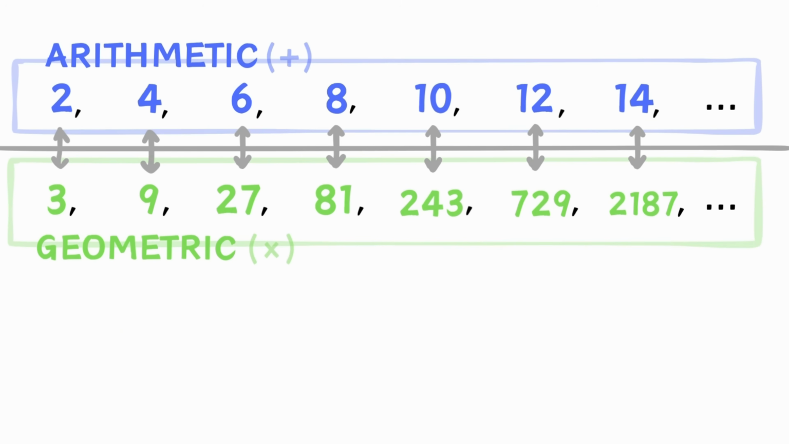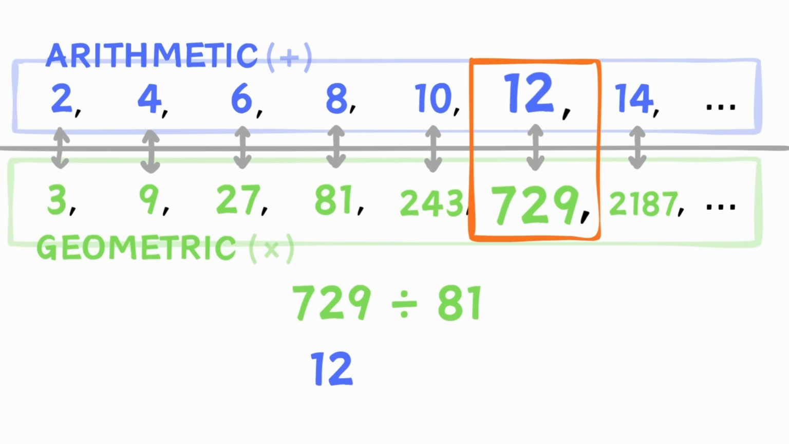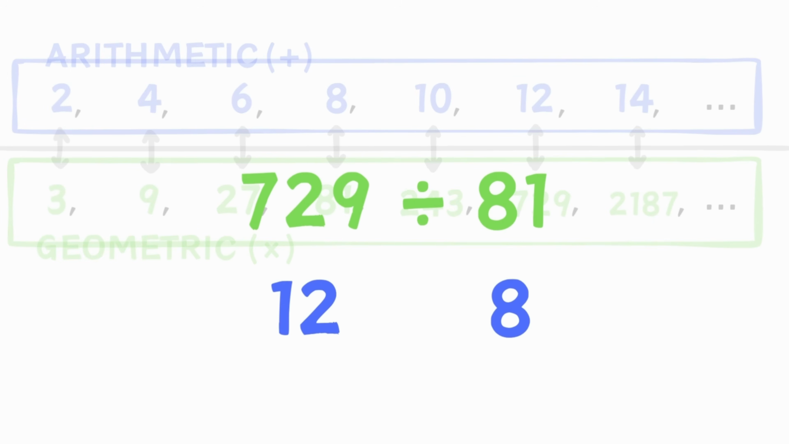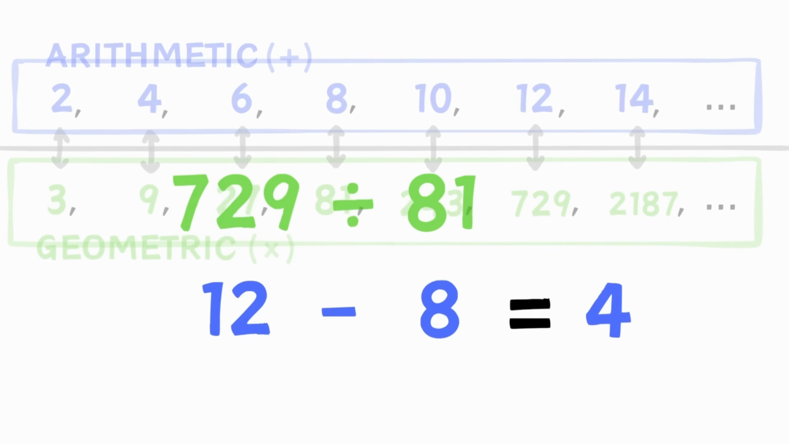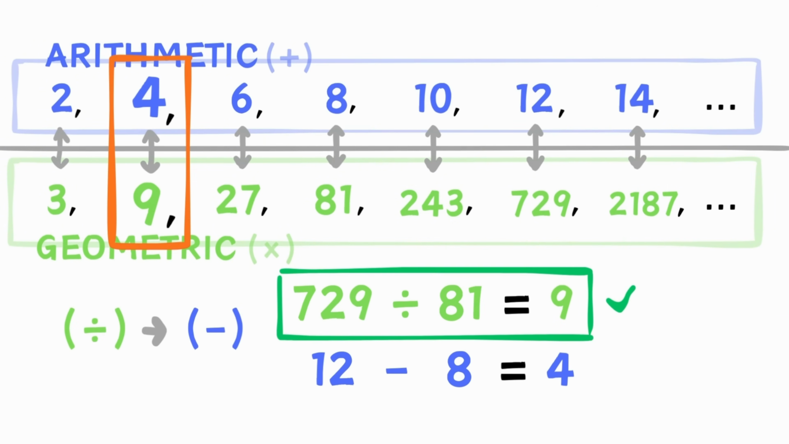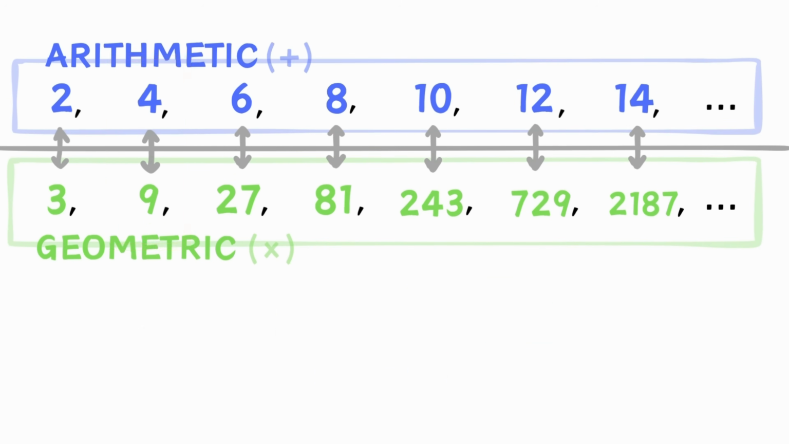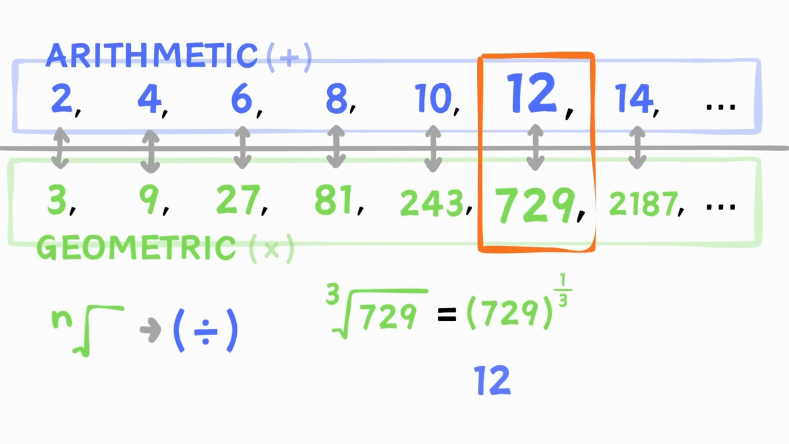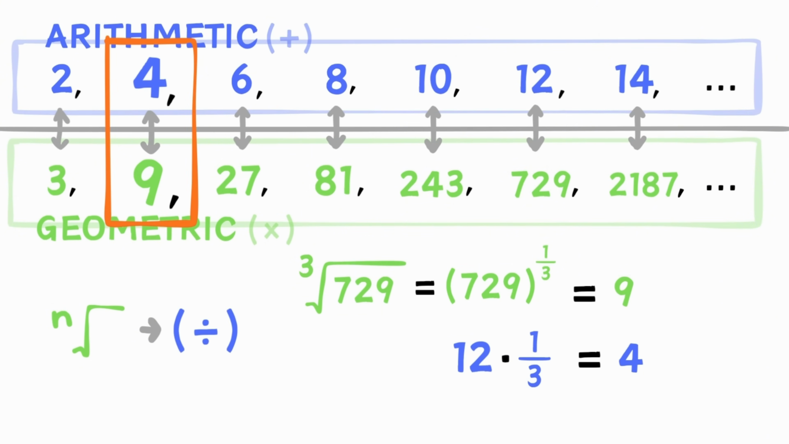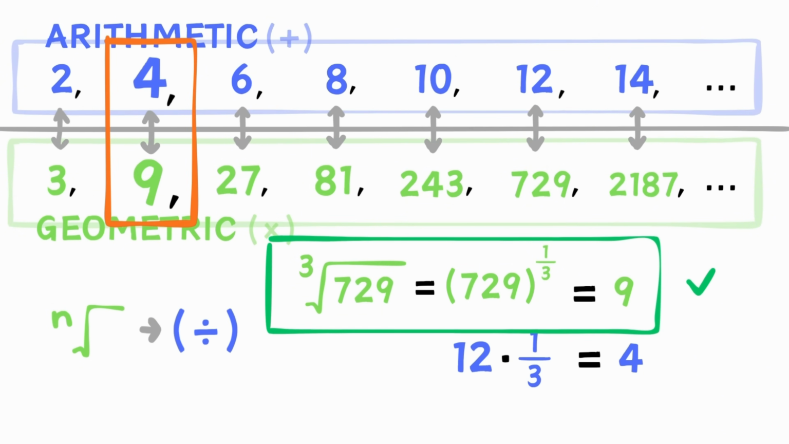Now, what about division? Let's divide 729 by 81. 729 corresponds to 12, and 81 corresponds to 8. 12 minus 8 is 4, and 4 corresponds to 9, which is the quotient. Division became subtraction. And you can go even further. If you want to find a root, you can just divide. The cube root of 729, just divide 12 by 3, and that's 4, which corresponds to 9, the cube root.